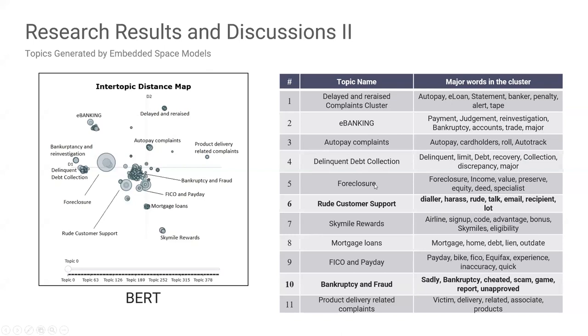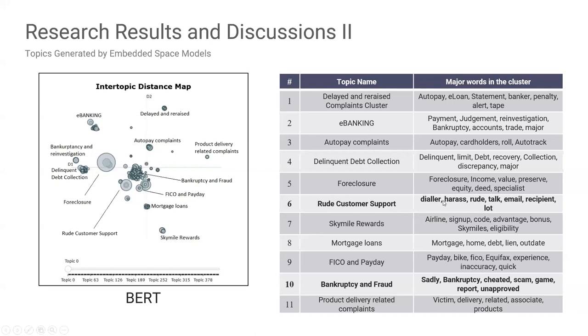The fifth topic is about foreclosure. Foreclosure is when someone takes a home loan and is not able to pay it for more than 3 months, right? Then the bank or financial institution which provided the loan tries to retake the property from the borrower. That is called foreclosure. So foreclosure, income, value, preserve, equity, deed, specialist, right? All this stuff. Then there is a rude customer support topic, right?